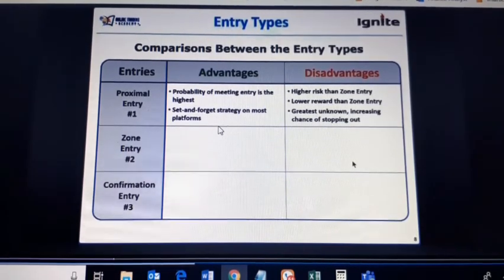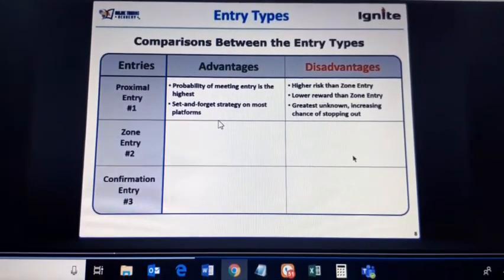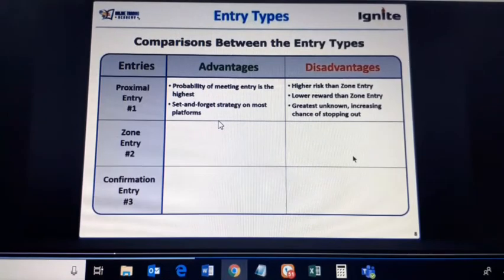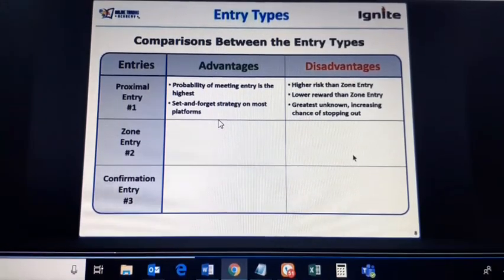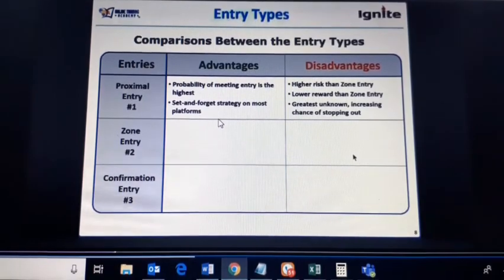No. In type 1 and type 2, we don't look at the closing of the price. In type 1, we take an entry at the proximal line, not inside the zone. Similarly, in type 2, we take an entry anywhere inside the zone. To be precise, 50%. Now, we don't look here at the closing of the candle.